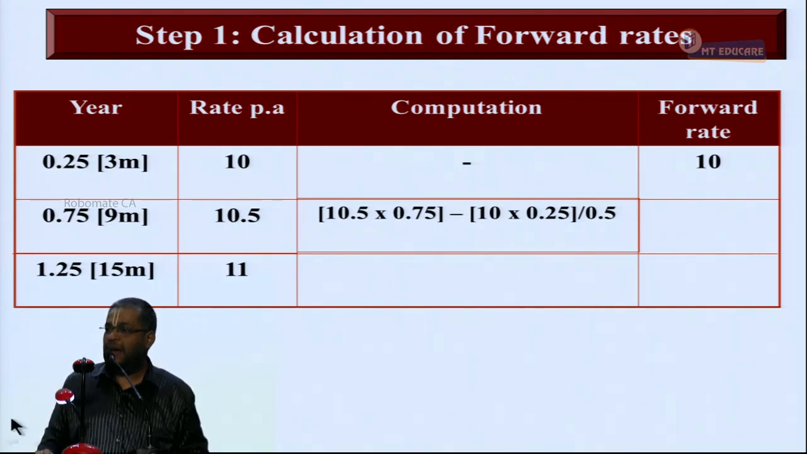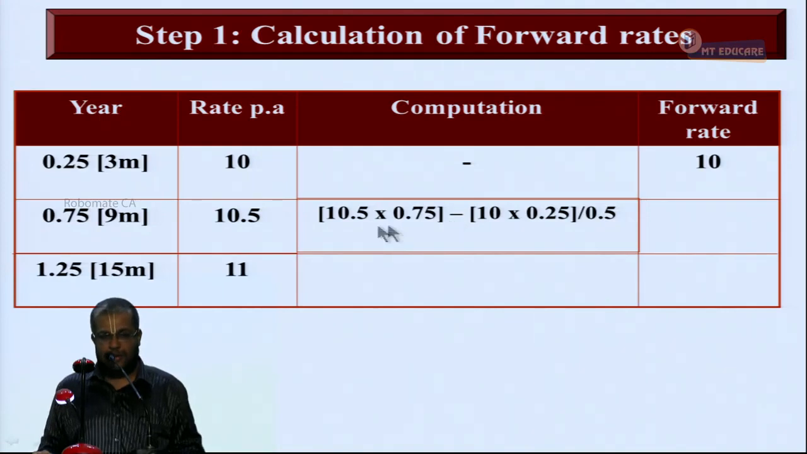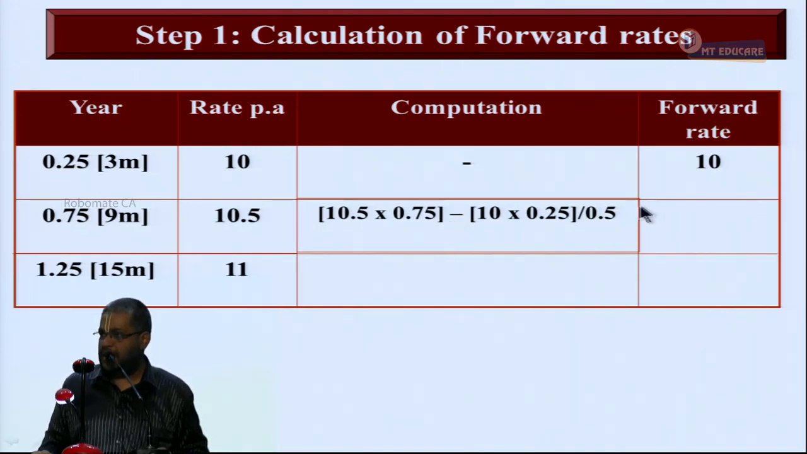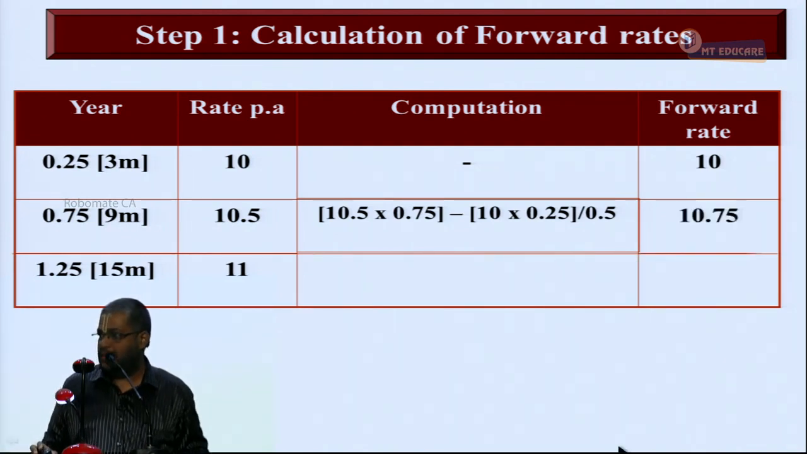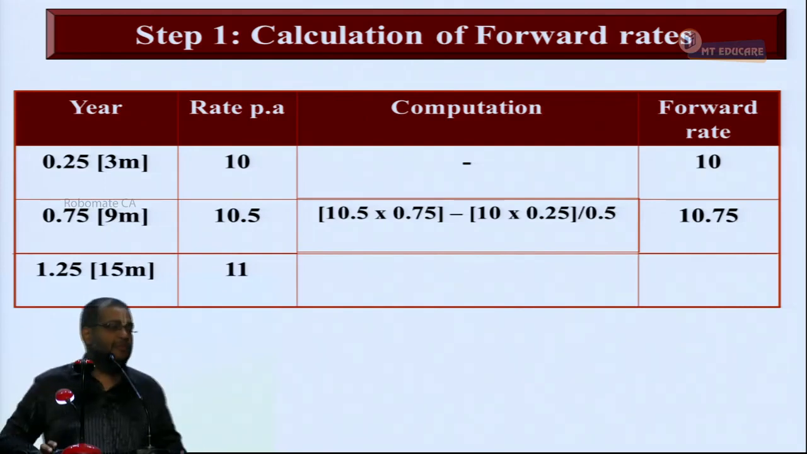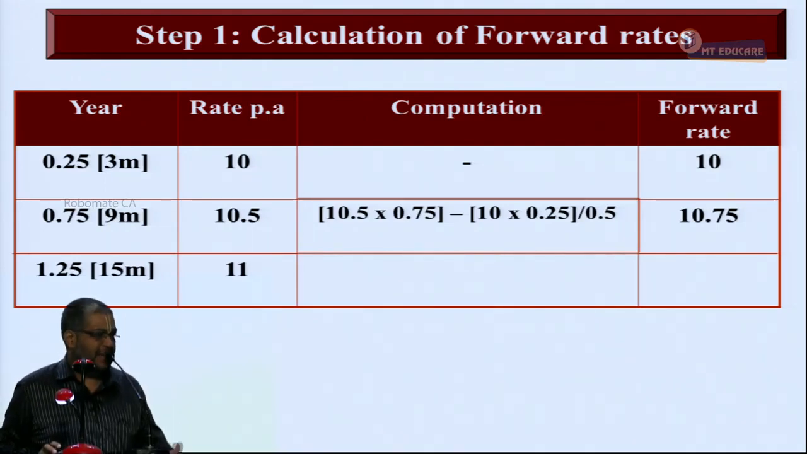0.75 minus 0.25 is 0.5. So now 0.75 into 10.5 minus 0.25 into 10 divided by 0.5. Everybody calculate and tell me the number. It is 10.75%.